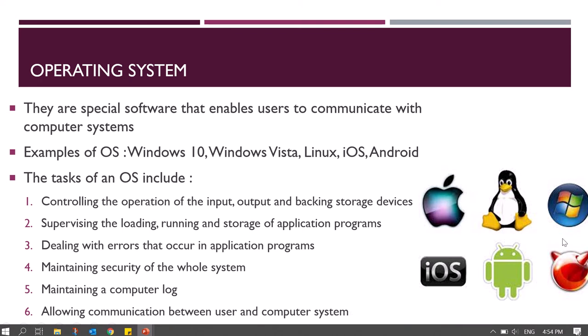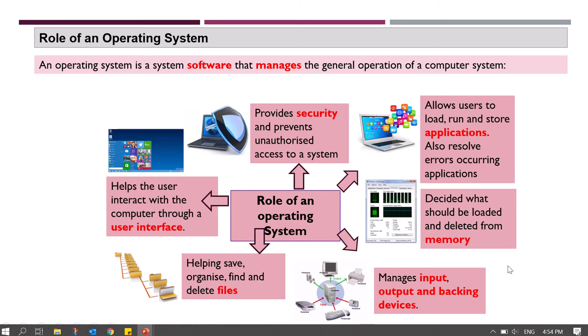These are all examples of some operating systems you would have come across. For example, iOS, Mac OS, Windows, Android, and so on. So the operating system is really the system software that manages all the general operation of your entire computer system. It is the one that provides security and prevents unauthorized system access. It loads all the application programs. So you can see this being a system software helps to load and run all the application software.